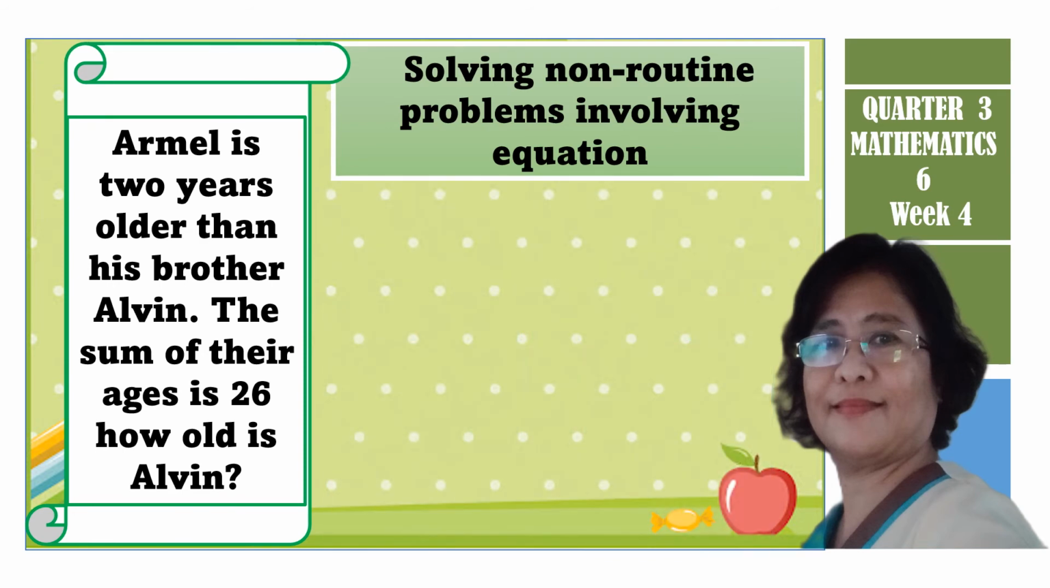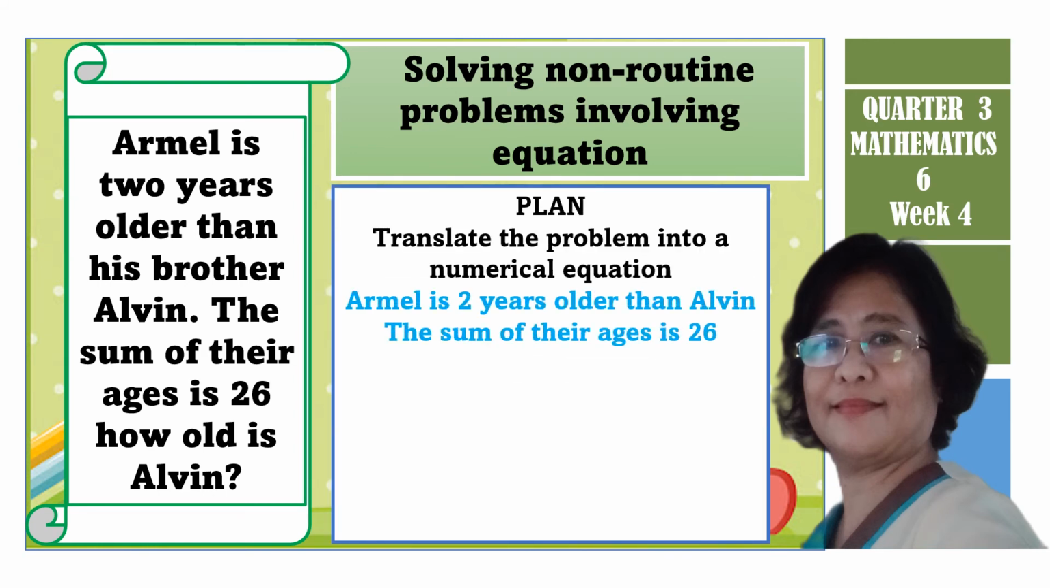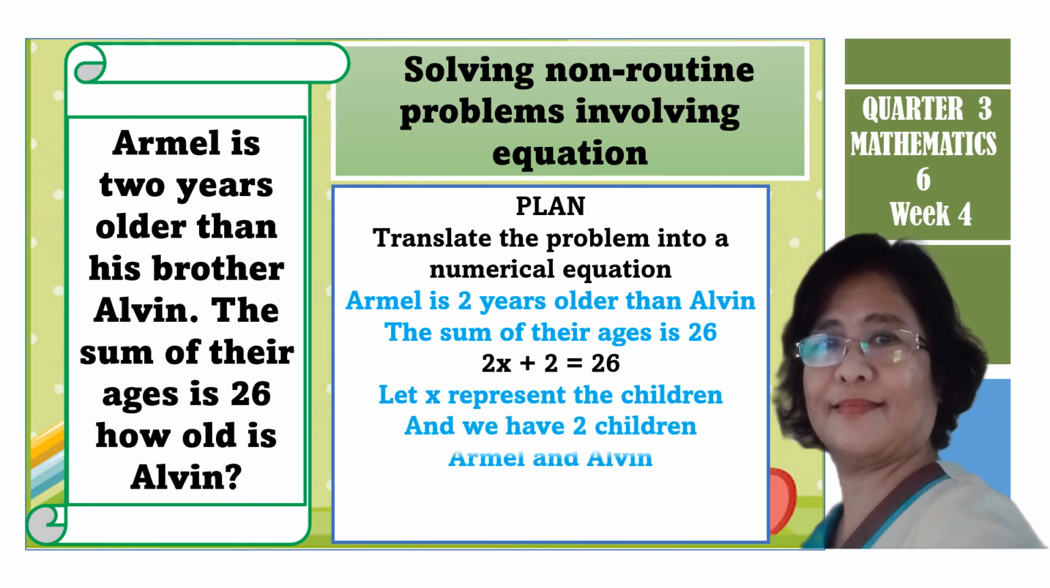Now, let us make a plan by translating. Armel is 2 years older than Alvin. The sum of their ages is 26. We have this: 2x plus 2 is equals to 26. Let x represent the children. And we have 2 children, Armel and Alvin. And Armel is 2 years older than Alvin. That's why our numerical expression or equation is 2x plus 2 is equals to 26.